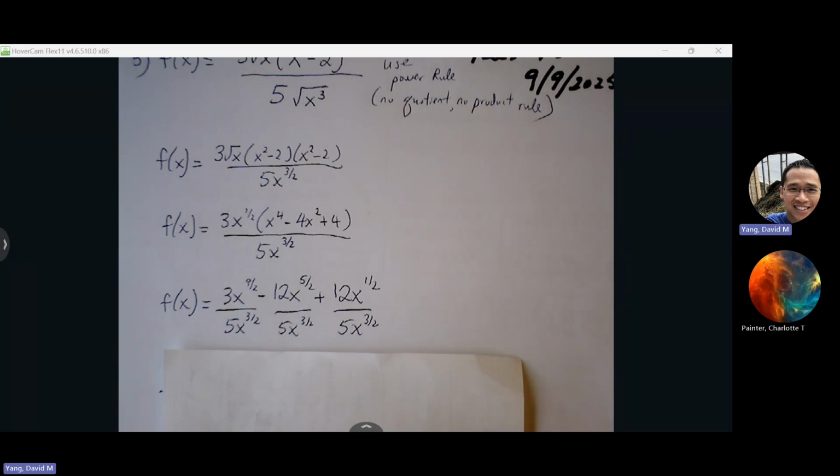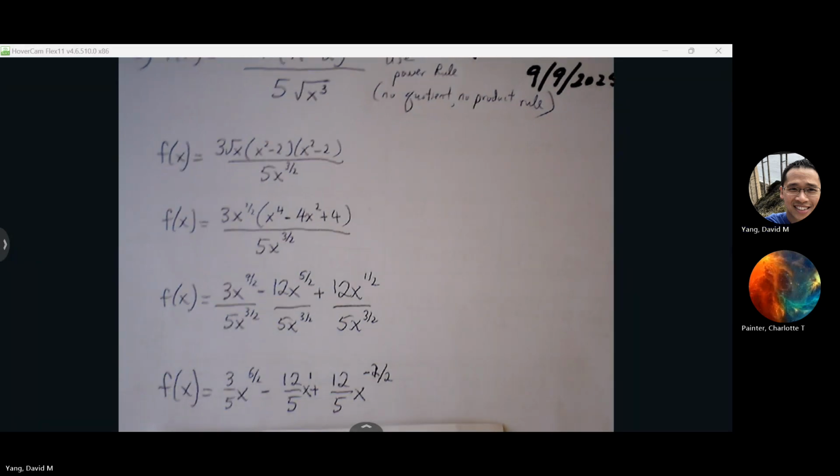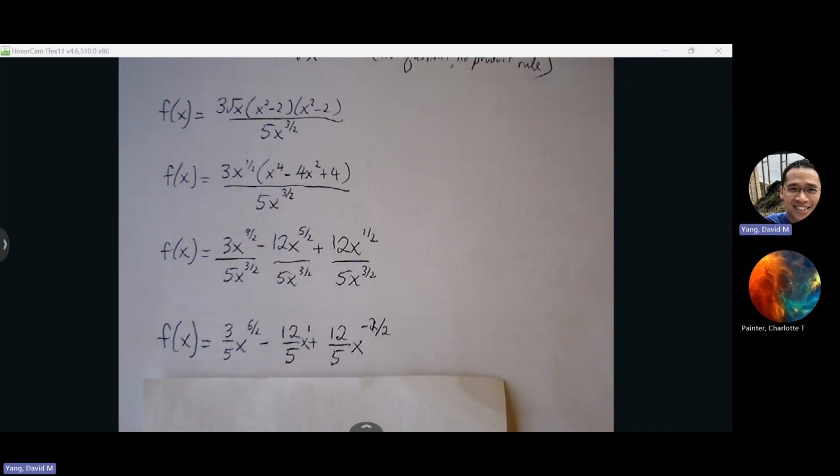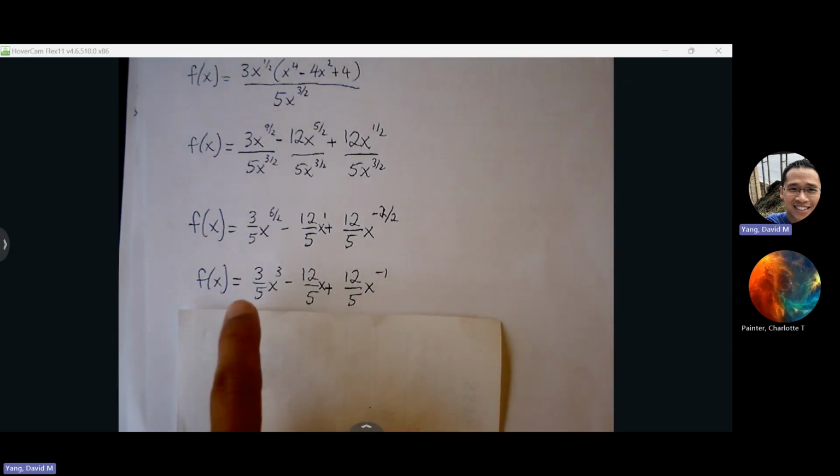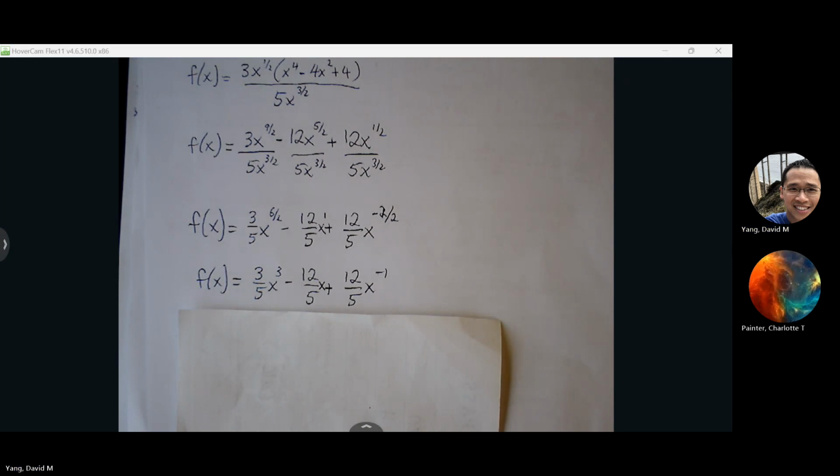So 9/2 minus 3/2 is 6/2, which is the same thing as 3. 5/2 minus 3/2 is 2/2, which is the same thing as 1. And then 1/2 minus 3/2 is the same thing as -2/2, which is -1. And I'm just doing a little bit of cleanup. And then that way my power rule feels even easier because there's no fractional exponents in the way. They're all ending up being pretty manageable power rule terms there.